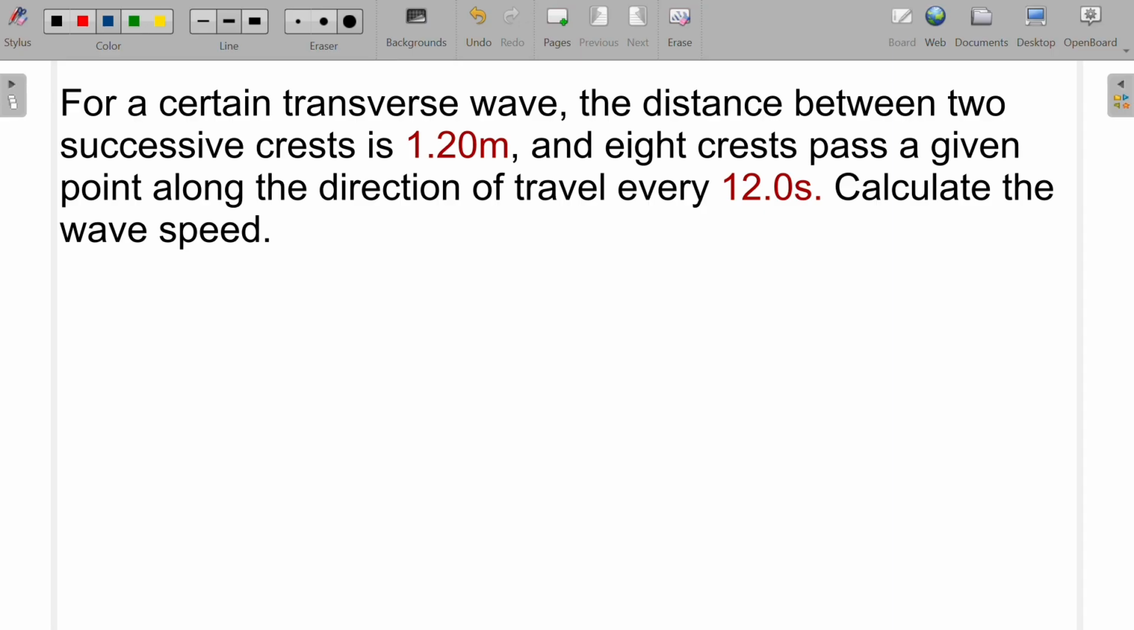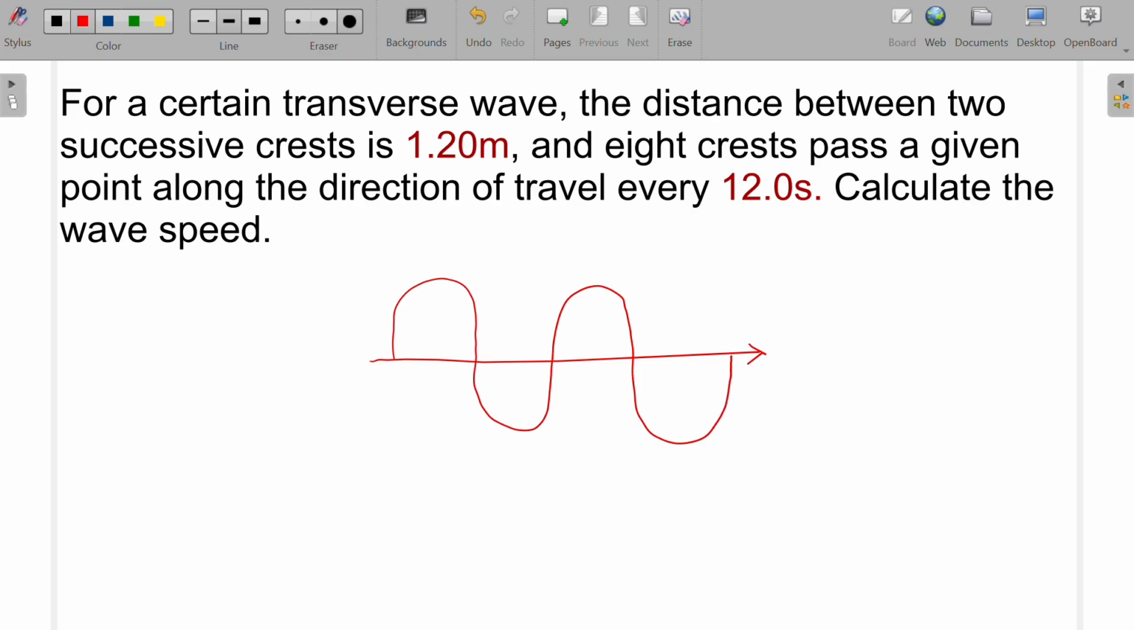Now we're given a transverse wave. When we talk about a transverse wave, we're talking about a type of wave whose particles travel perpendicular to the direction of propagation of the wave. For example, if the direction of the wave is going in that direction, the particles will be traveling like this.